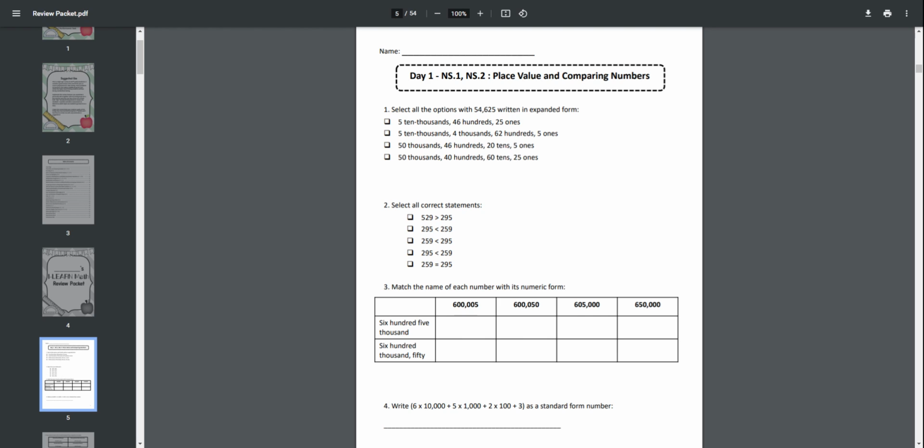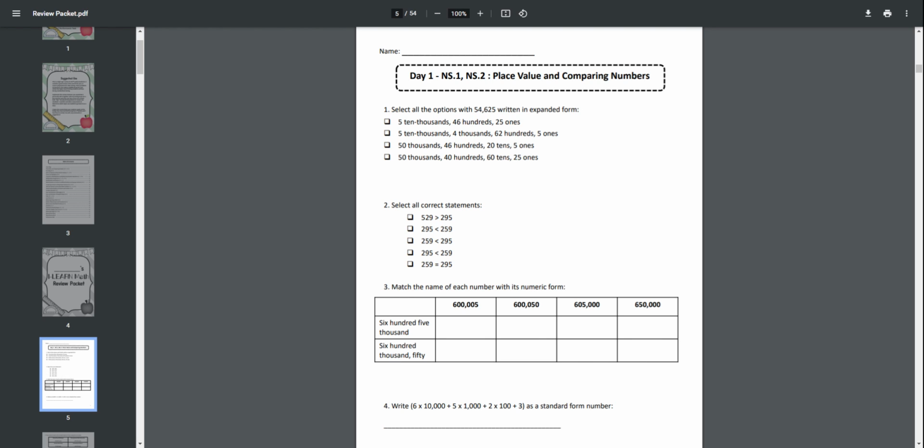Number 2, select all correct statements. 529 is greater than 295. Second one, 295 is less than 259. The third one, 259 is less than 295. Fourth one, 295 is less than 259. And the last one, 259 is equal to 295.